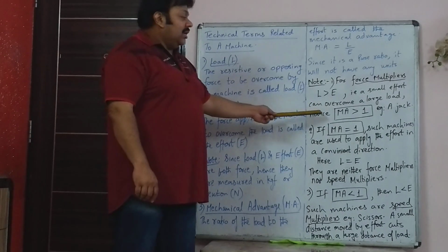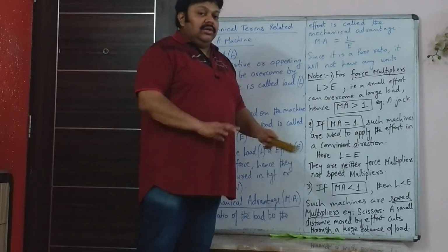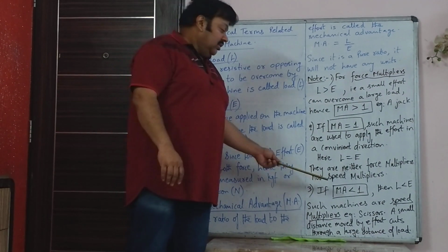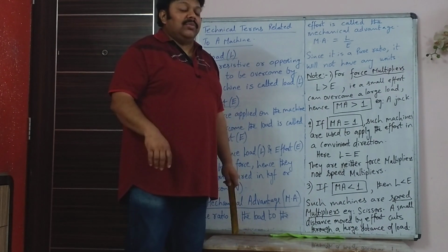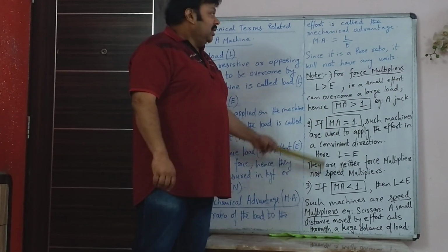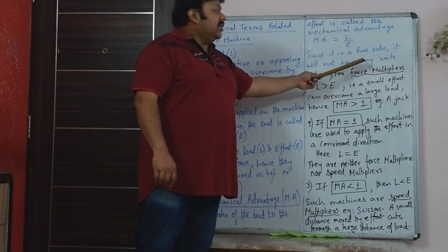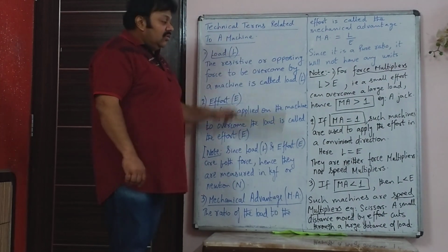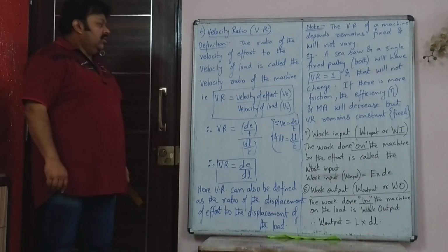So remember, MA greater than 1, force multiplier. MA equal to 1, no name, it is used to apply effort in a convenient direction. And MA less than 1, then they are speed multipliers like a scissor. And what is MA? It is the ratio of load upon effort. And since it's a pure ratio, it does not have any units. So copy this.